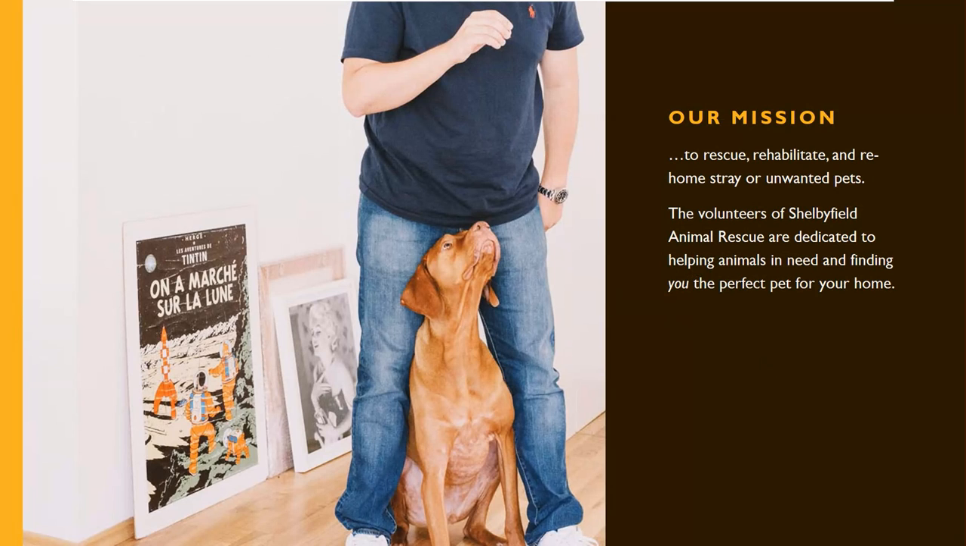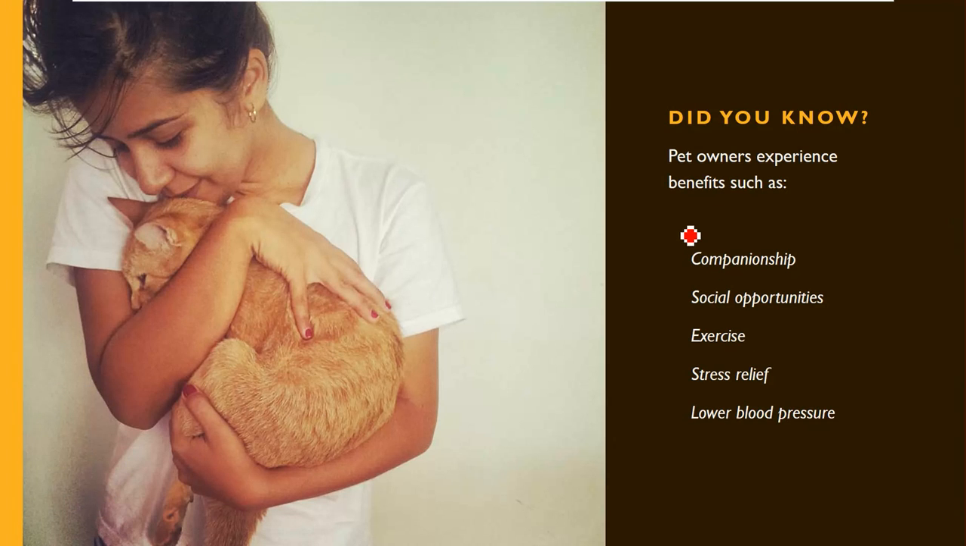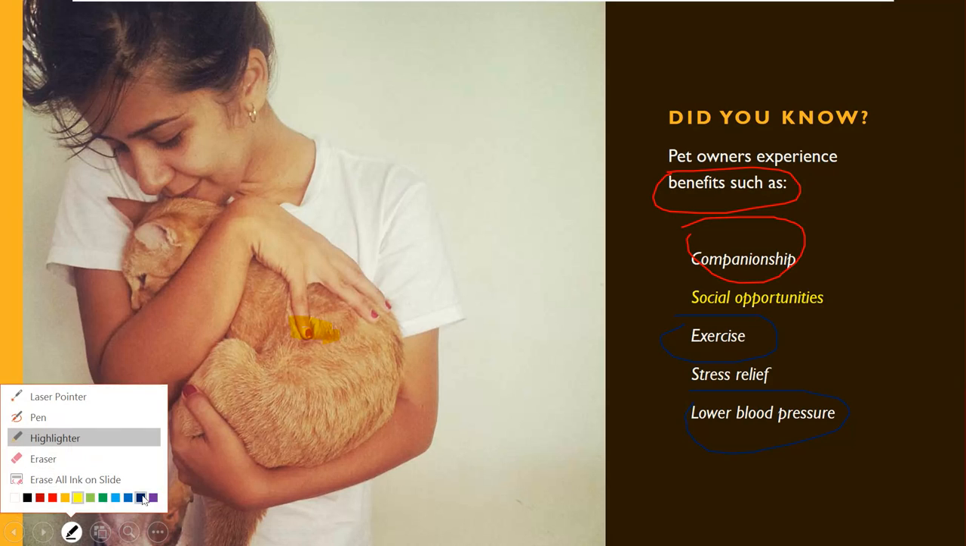So I want to have a pen tool, so I'll click here and open this pen tool. Now from here I can select the pen tool, where I can highlight some points. I can change the color also. I can use the highlighter also to highlight some text, highlight something. I can change the color for the highlighter.